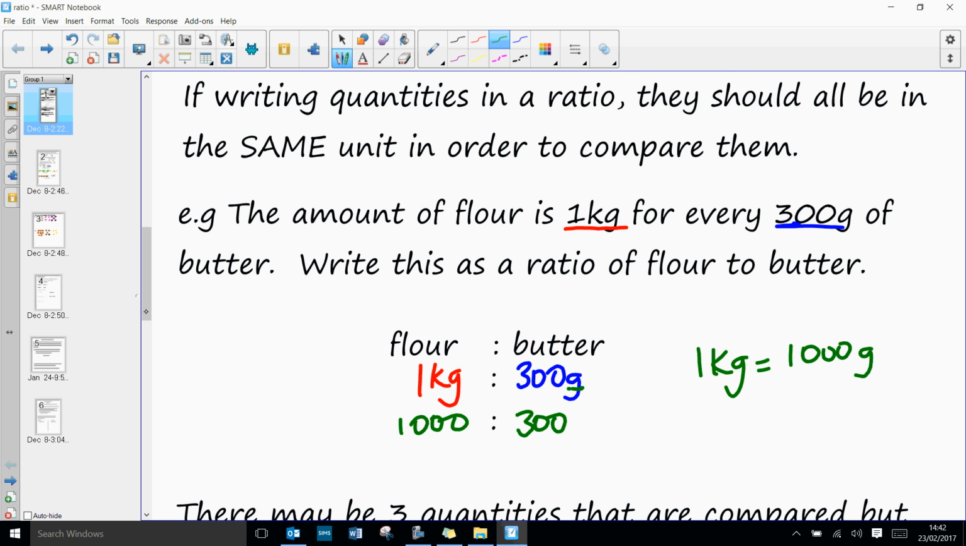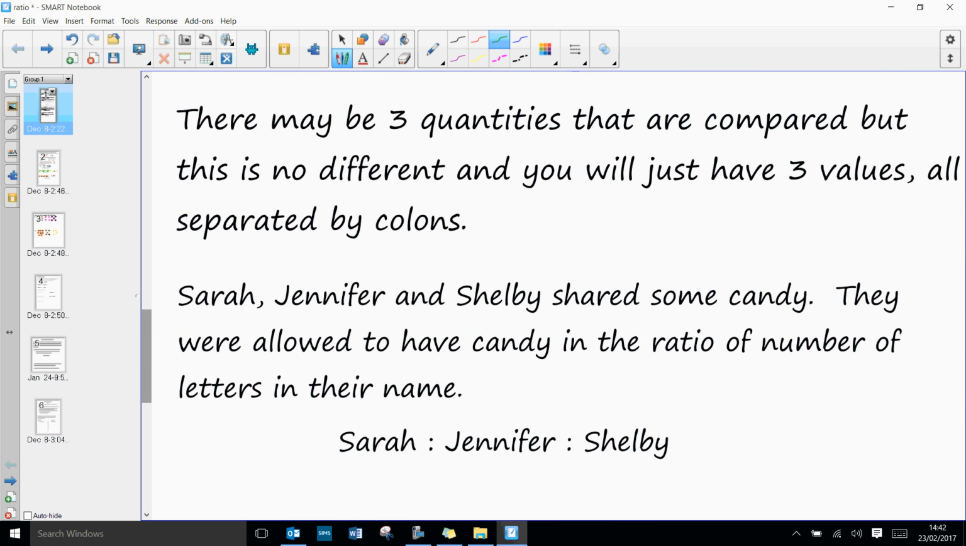There could be 3 quantities that you compare. It's no different in the way we do it. You'll just have 3 values, all separated by colons. And again, the order is important. We just have to make sure they are in the correct order.